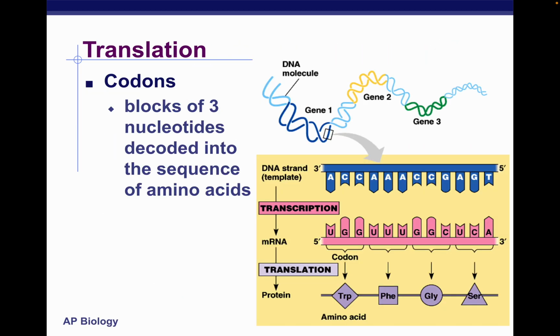All right, so let's talk about what codons are first. Codons are blocks of 3 nucleotides that are decoded into a sequence of amino acids. So a codon, we deal with codons in mRNA, is every 3 bases. Remember, these are nitrogen bases. So the 3 letters, that's one codon. This is another codon. This is another codon. Here's another codon. These codons, I'm going to teach you how to figure it out, all code for a particular amino acid, and you guys will learn how to figure that out.